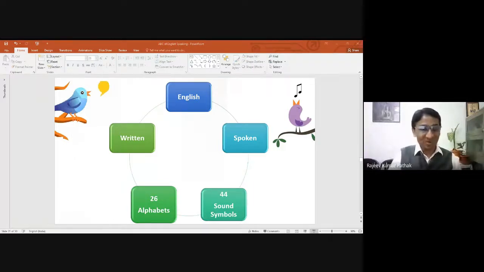So 26 alphabets: A B C D E F G H I J K L M N O P Q R S T U V W X Y Z. 26. But when it comes to sound, there are more than that. So something that is written and something that is spoken are different.